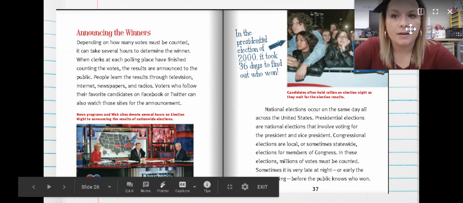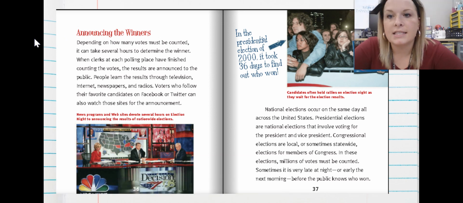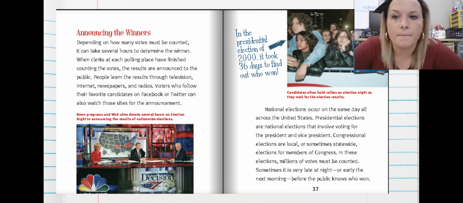Announcing the winners. Depending on how many votes must be counted, it can take several hours to determine the winner. When clerks at each polling place have finished counting the votes, the results are announced to the public. People learn the results through television, internet, newspapers, and radios. Voters who follow their favorite candidates on Facebook or Twitter can also watch those sites for the announcement. And there it says news programs and websites devote several hours on election night to announcing the results of nationwide elections.